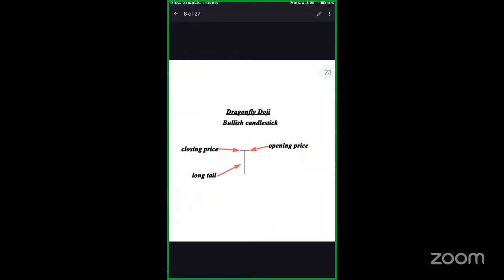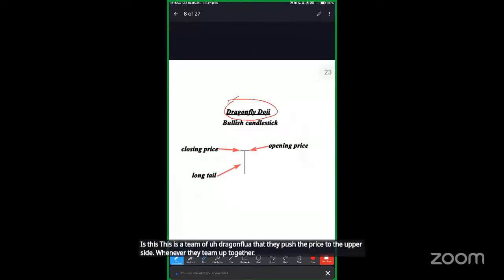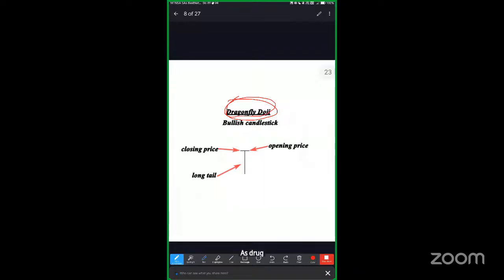Okay, all right. So yesterday we ended up here looking at this type of chart pattern, which is called a dragonfly doji. This is a team of dragonflies that push the price to the upper side. Whenever they team up together as dragons that fly, their duty is to make sure that they push the price to the upper side of the market.